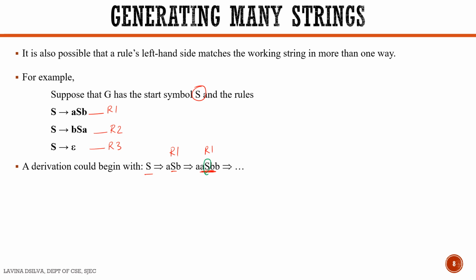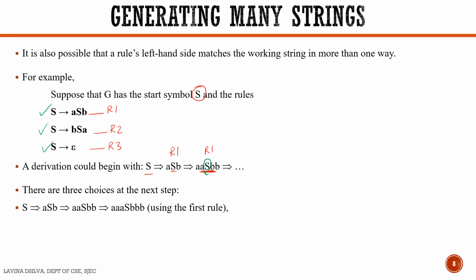That is, we have got 3 choices. That is the first rule, or we can use the second rule, or we can use the third rule. Now suppose we use the first rule. So we were here and we are supposed to replace this S. So if we are using this first rule, then we obtain a string like this.